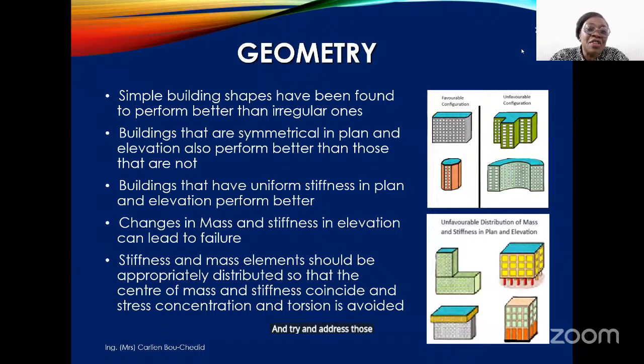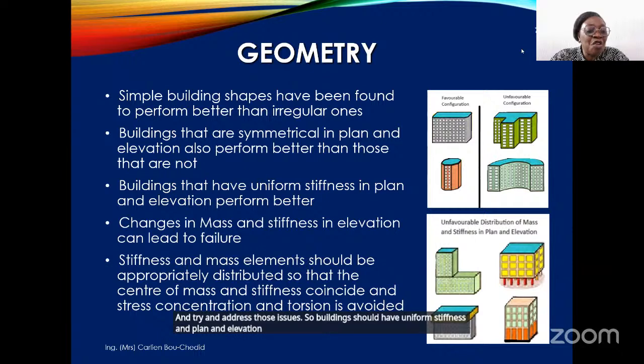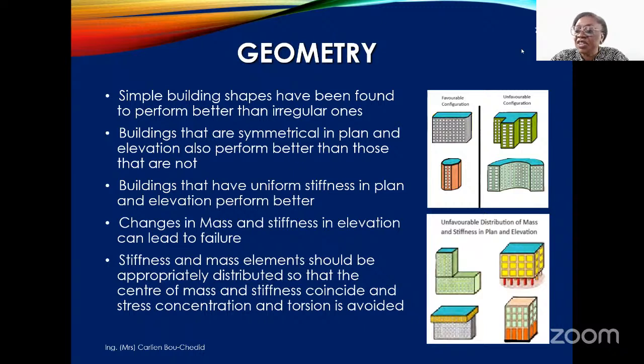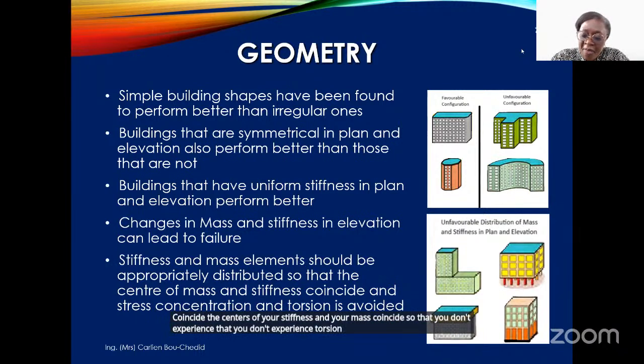So buildings should have uniform stiffness in plan and elevation to perform better. You need to ensure that you don't have changes in your mass and stiffness in elevation, and that the centers of your stiffness and your mass coincide so that you don't experience torsion in your building.